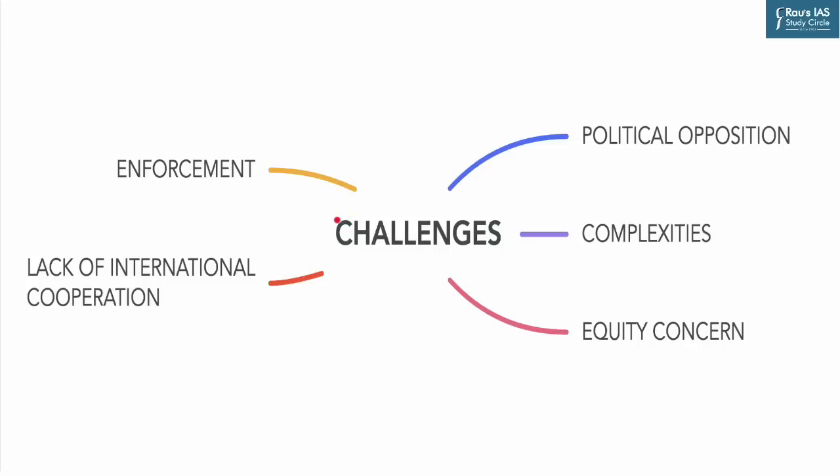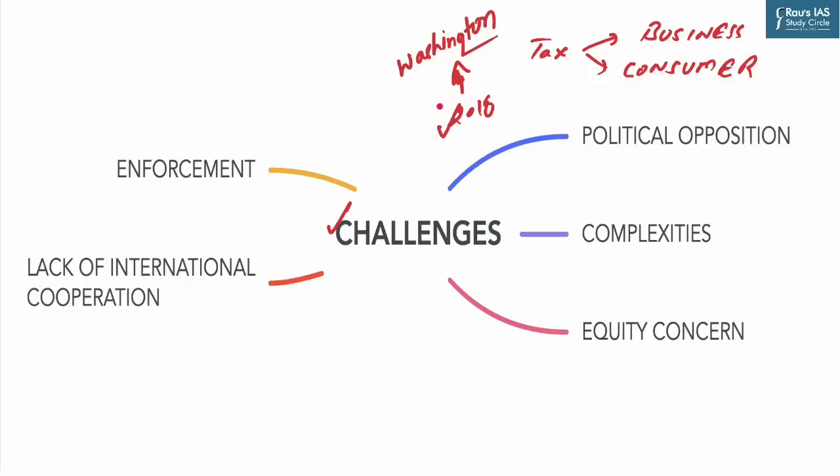Now let us quickly have a look at the challenges pertaining to carbon pricing. First is the political opposition. Carbon pricing is often politically contentious as it can be seen as a tax on businesses and consumers. Politicians may be reluctant to support it due to concern about voter backlash. For example, in 2018, a ballot initiative to implement a carbon tax in Washington, USA state failed after a campaign that was largely funded by the fossil fuel industry.